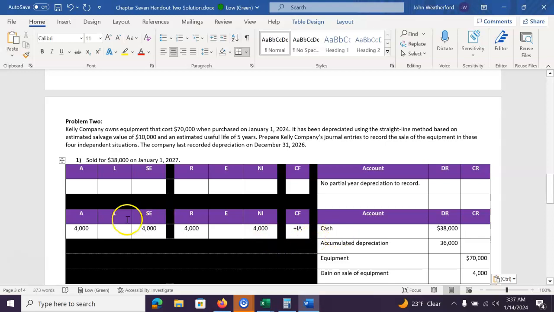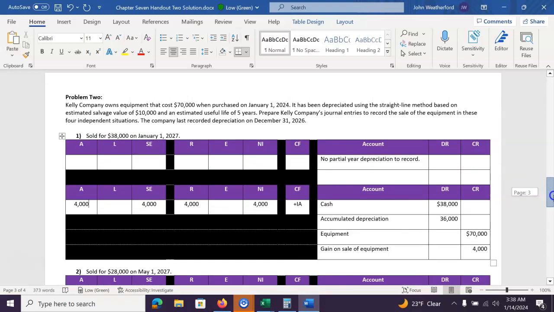And the net effect on assets was an increase of $4,000. Let's go through that. Equipment decreased by 70. And then the increase in cash would increase assets, of course. And then the decrease in the contra asset would also increase assets. So assets increased by 74,000 and decreased by 70,000. So we have a $4,000 net increase in assets there.